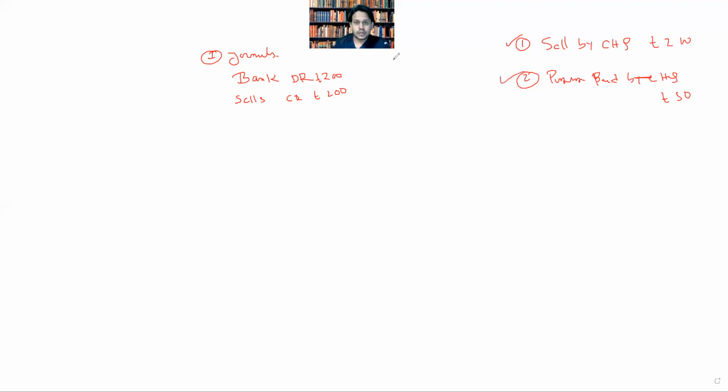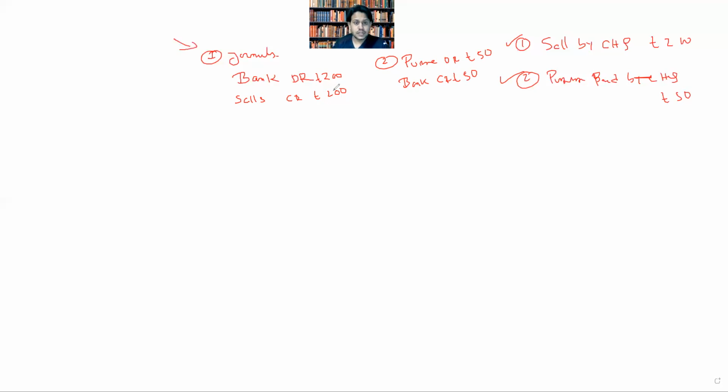And number two, we have purchase and paid by bank or paid by check. So purchase is an expense. So purchase debit £50. And money is going from the bank, so bank credit £50, because the asset is decreasing. So step number one is done.